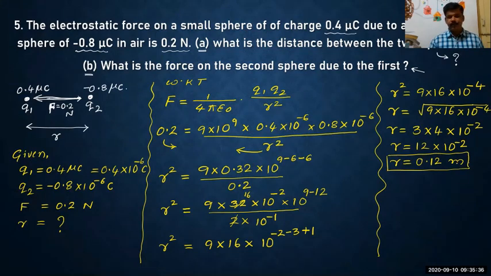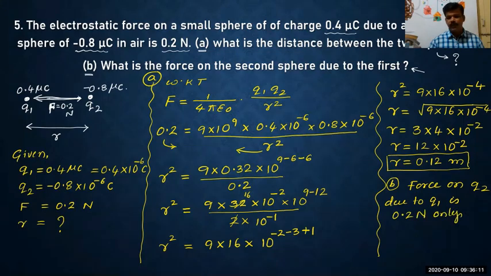Okay, any problem, any doubt? This is part A of the problem. Now, what is the force on the second charge or second sphere due to the first? The same force will be acting. So here we have to write that the force on Q2 due to Q1 is 0.2 Newton only. The same force will act. So no need to solve or make any calculations here.